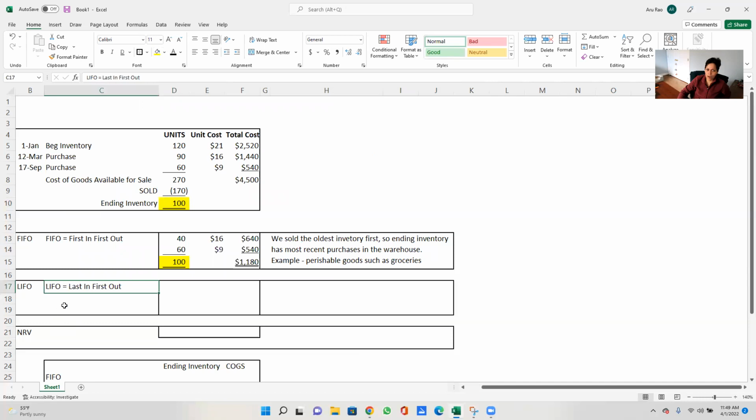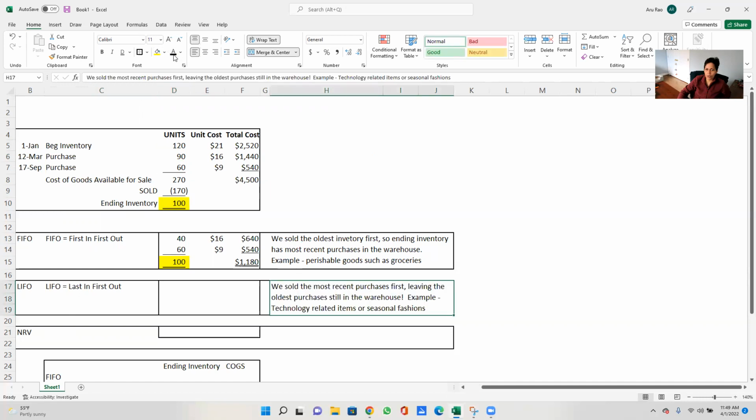As opposed to that, we have the LIFO method. LIFO stands for last in, first out. Again, I have the same situation. I have 120 I started the year with. I have 90 more that I purchased, and then another 60. Last in, first out says, I sell this first, and then I sell this purchase, and then I go back to the very old inventory.